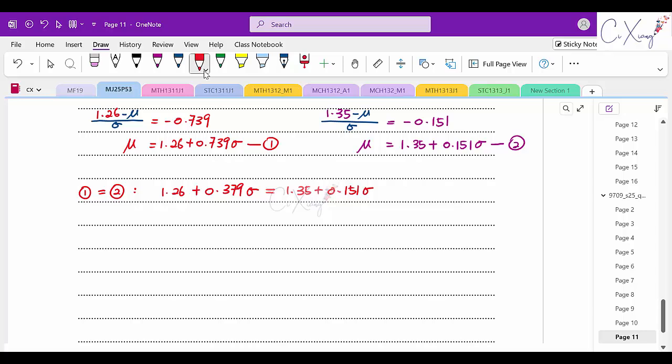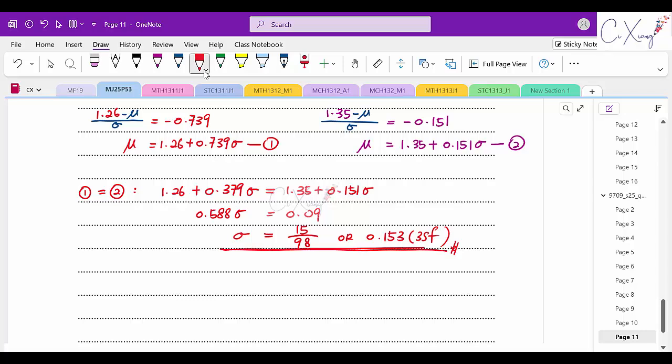Okay, then after that I try to solve it. I will get 0.588 sigma equals to 0.09. And from here, what is the sigma that I get? I try to keep it in the fraction form because later I want to use it to calculate the mean. So the fraction form should be 15 over 98. Okay, then the 3 significant figure answer will be 0.153. This is my sigma.